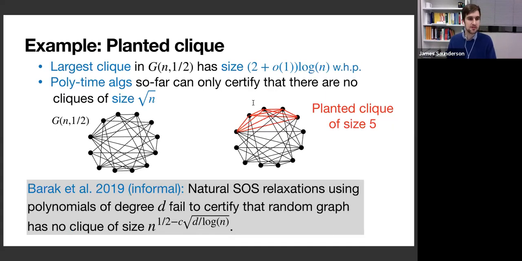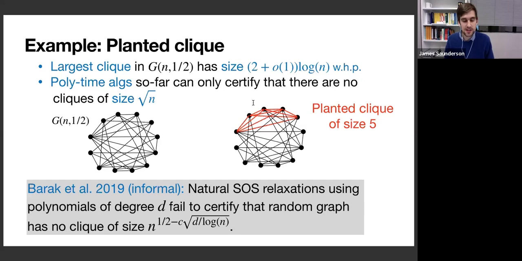Well, fairly recent results on this say that actually, no, sum of squares can't do this. Natural SOS relaxations, pretty much like the ones we talked about for clique in the last 2 lectures, where you use polynomials of degree d in your sum of squares, fail to certify that random graphs, there's a lot of negatives here, basically can only produce a bound on the size of the largest clique that's like square root n minus a tiny bit in the exponent, okay?